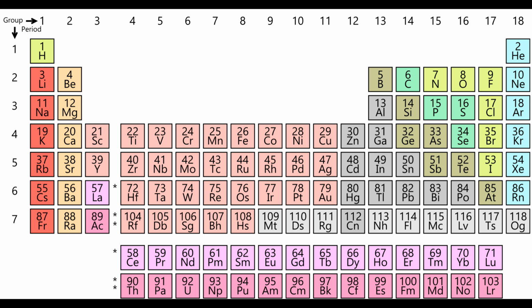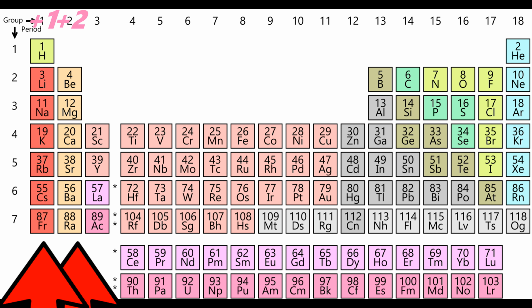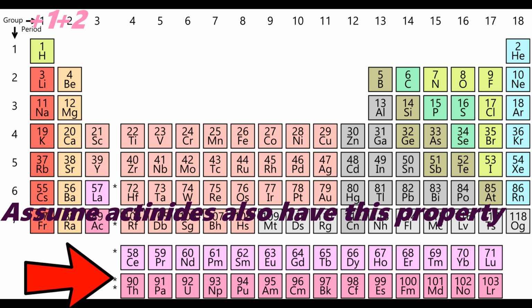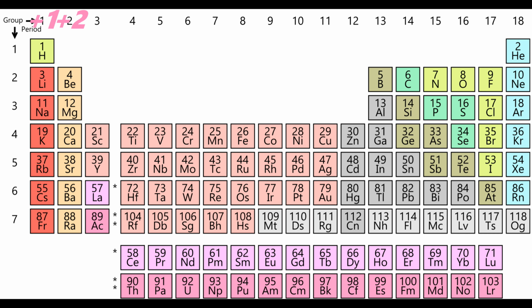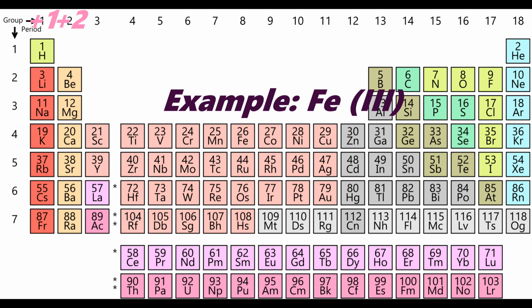Then, groups 1 and 2 will have charges of +1 and +2 respectively, and transition metals, all except for silver, usually will have a charge of +2. But otherwise, they will have a charge indicated by a Roman numeral next to their atomic symbol, which indicates what charge they will have. For example, Fe3, or Fe Roman numeral 3, would have a charge of +3.